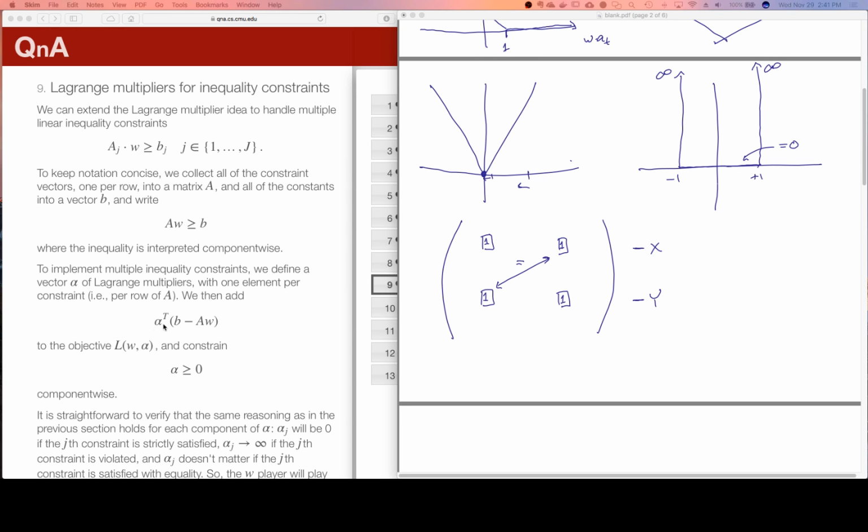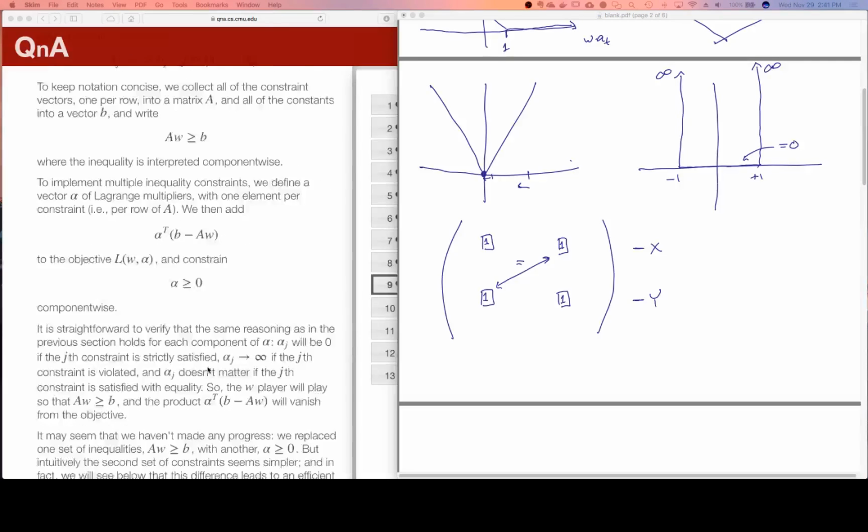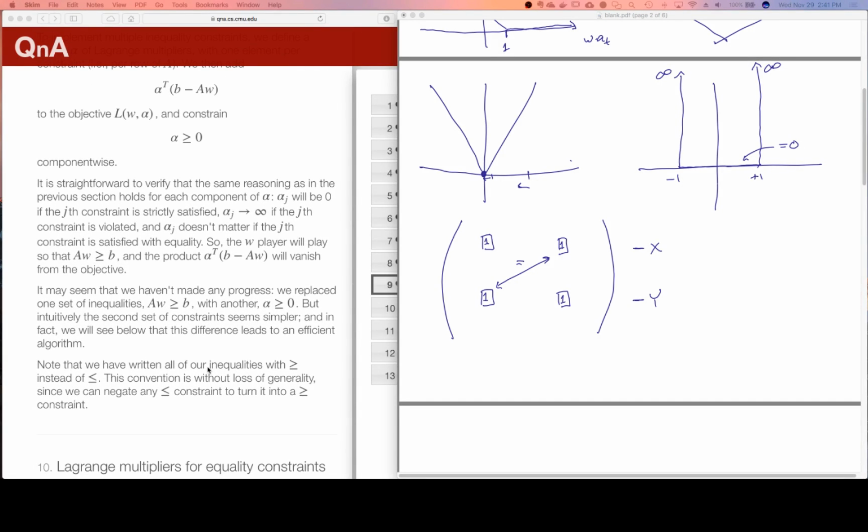And what that looks like then is you have a vector of Lagrange multipliers alpha, and you add alpha transpose times the difference between the two sides of our inequality constraints to our objective, and you constrain alpha to be non-negative component-wise. If you go through the same reasoning, you get the same result: the only way w can limit how high the objective value goes is to play in a way that satisfies the constraints. And if the w player does that, then the alpha player will be incentivized to set all of the Lagrange multipliers to 0, and that term will drop out of the objective.